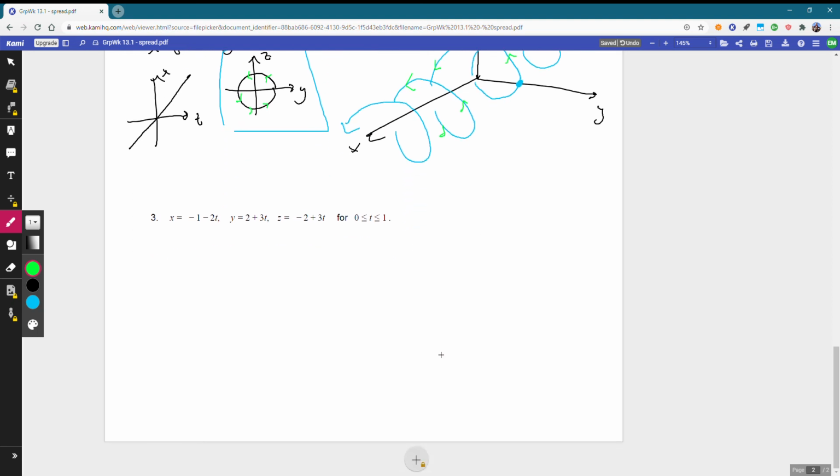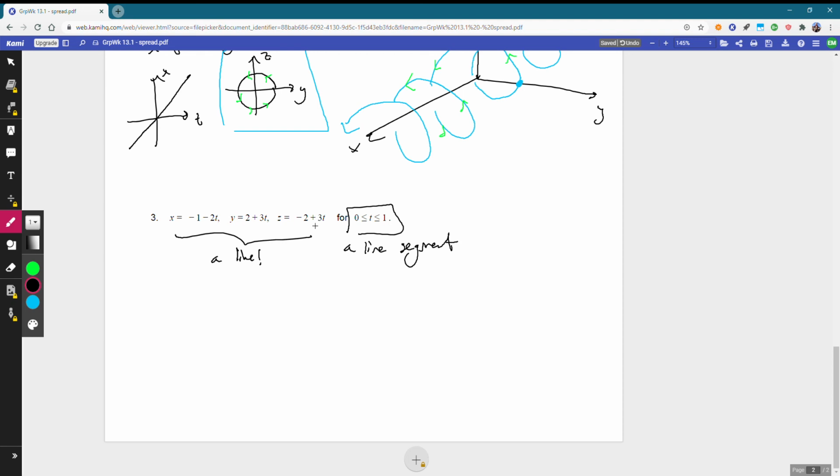All right, last one. Here we have parametric equations, and notice they are all linear. So right away, we can tell that at least if we left t completely unbounded, these parametric equations would be tracing out a line. Here, since t is bounded between 0 and 1, it's going to give us a line segment.